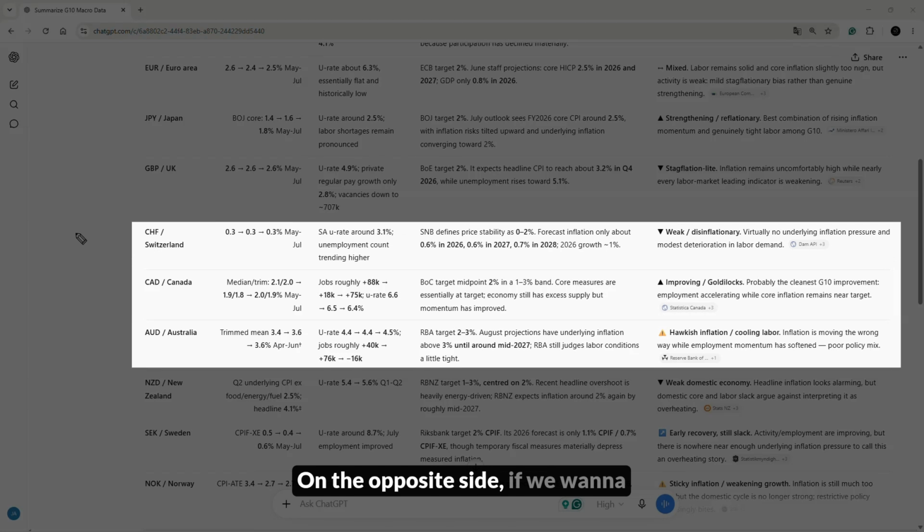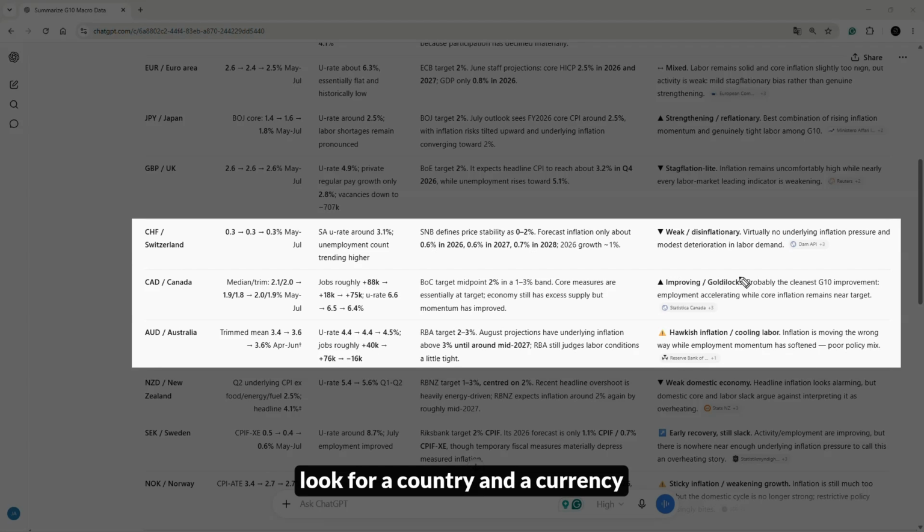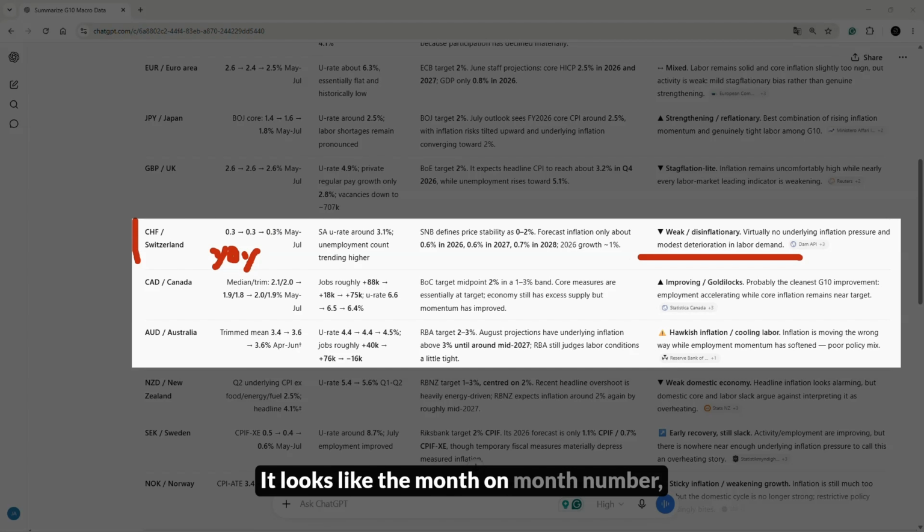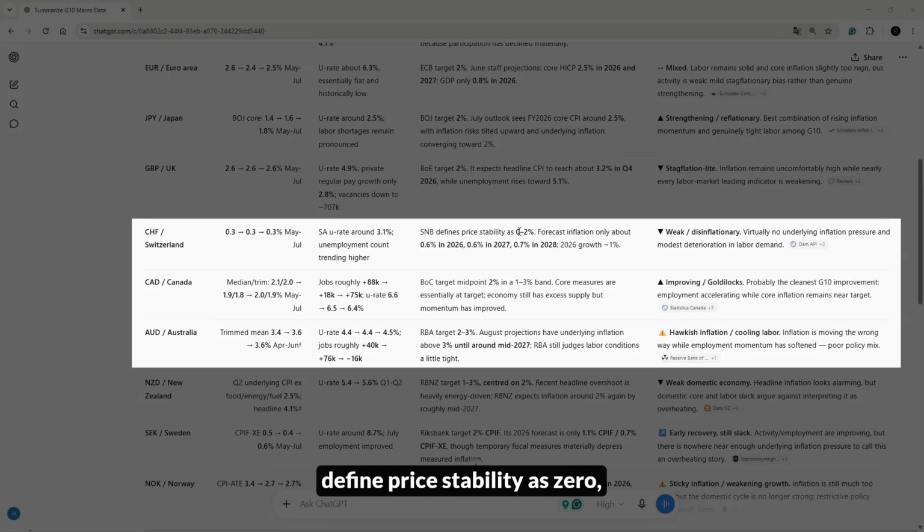On the opposite side, if we want to look for a country and a currency that is weak, we have Switzerland. Now, inflation in Switzerland has been flatlining at 0.3% over the past 3 months. Now, this is the year-on-year number. Okay, this is not the month-on-month number. It's very low. It looks like the month number, but it's actually the year-on-year number. Inflation in Switzerland is very low. The Swiss National Bank defined price stability as between 0% and 2% inflation. 0.3% is pretty much at the lowest band of what they define as price stability.